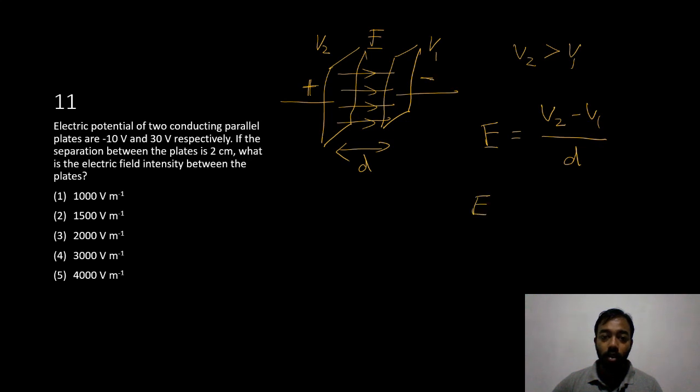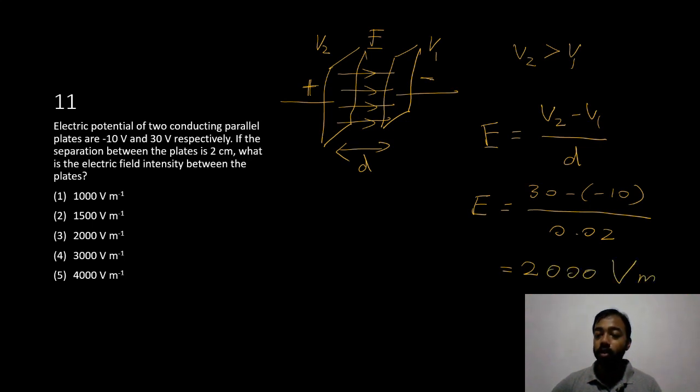do the calculation, you will get E is equal to 30 minus 10 divided by the separation here, which is 2 centimeters, so that is 0.02 meters. So if you just simplify this one, you will get the answer as 2000 volts per meter. So the answer is answer number 3.